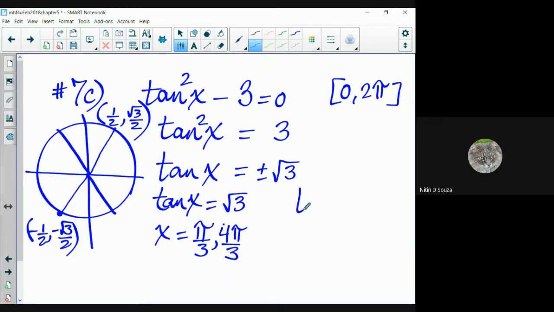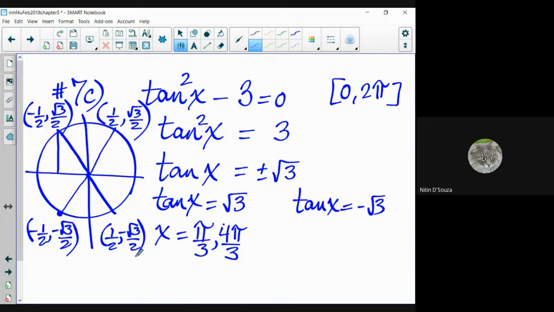For tan x equals negative root 3, okay, now you see the difference of looking at the unit circle and memorizing where the different points are. Because your head is so much more powerful than looking at that sheet. If you can figure out those numbers in your head, for negative root 3, my cosine value here is negative 1 over 2. My sine value is root 3 over 2. So this will give me negative root 3. For this point, my cosine is 1 over 2. My sine is negative root 3 over 2. Negative root 3. So my x here must be 2 pi over 3 and 5 pi over 3.